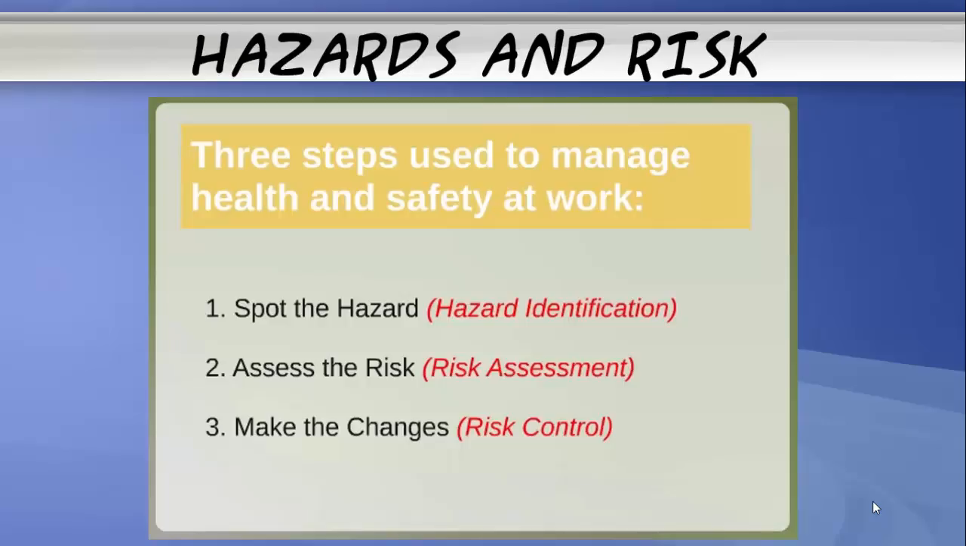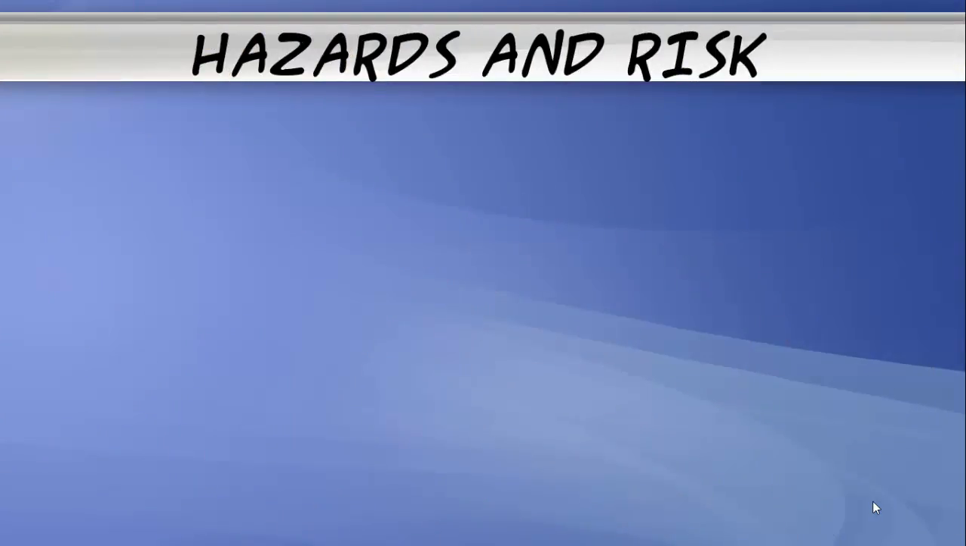There are three steps to manage the health and safety at work. First is spot the hazard or hazard identification. Second is assess the risk or risk assessment. And third, make the changes or risk control. You can use these three safe steps to help prevent accidents at work.